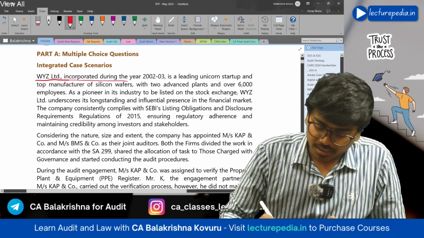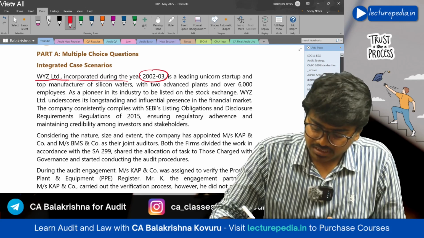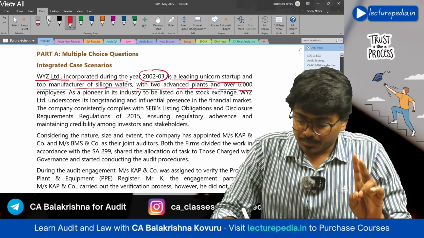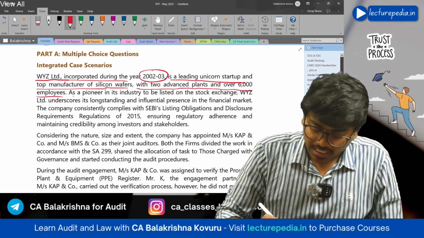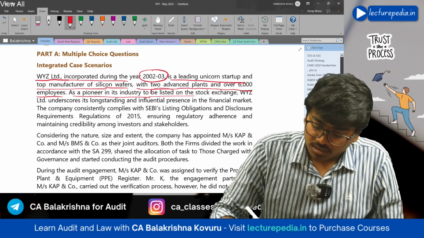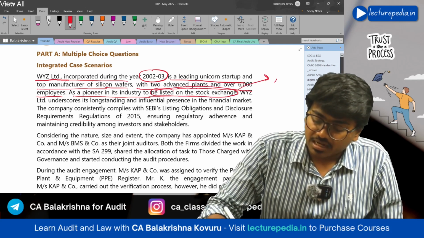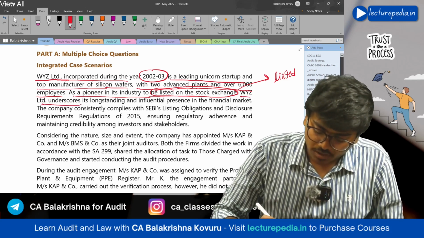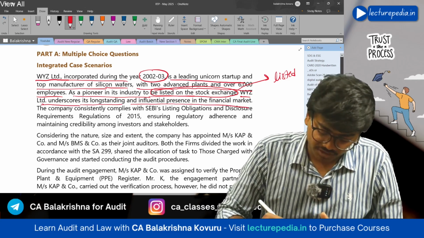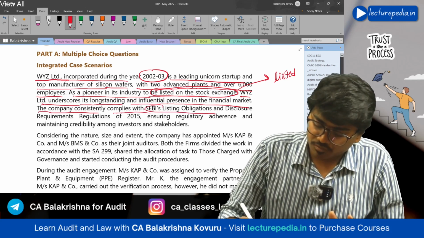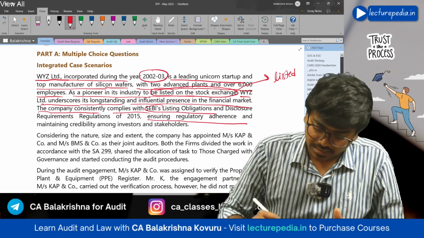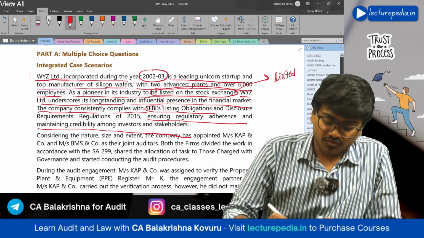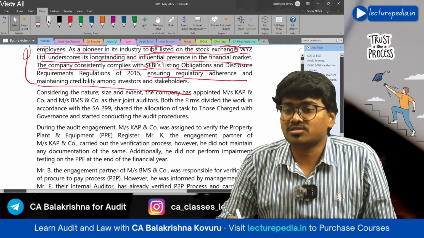WYZ Limited, incorporated during the year 2000 to 2003, is a leading unicorn startup and top manufacturer of silicon wafers with two advanced plants and over 6,000 employees. Okay, as a pioneer in its industry to be listed on stock exchange. So this is a listed entity. Okay. WYZ Limited underscores its long-standing and influential presence in financial market. The company consistently complies with SEBI LODR regulations, ensuring regulatory adherence and maintaining credibility among investors and stakeholders. Okay, first of all, from the first paragraph, you came to know that this company is a listed company.